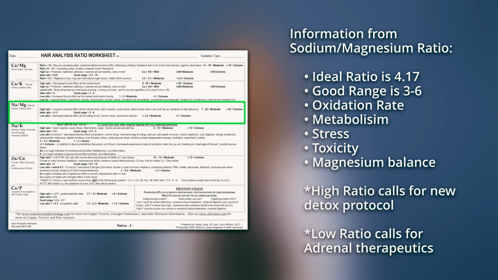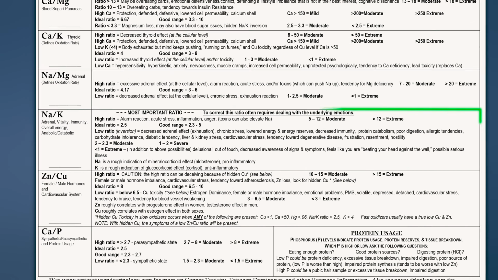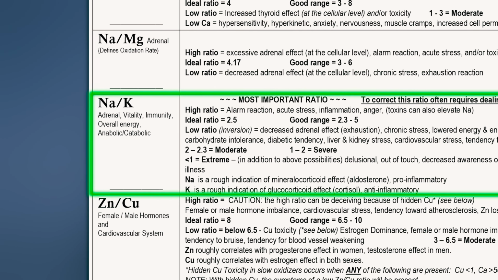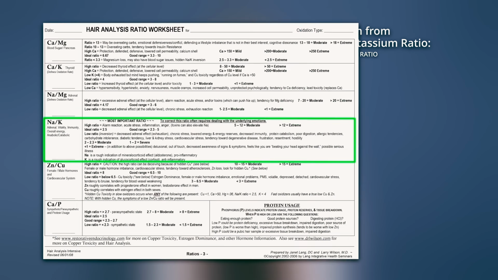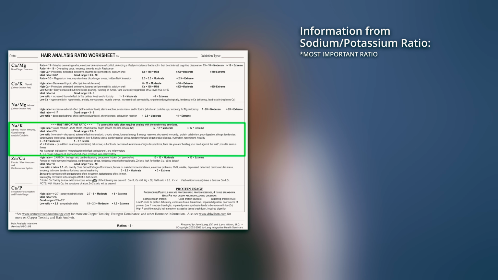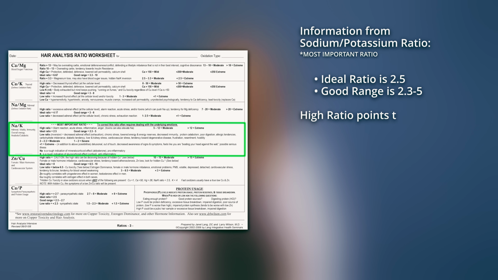With the next adrenal ratio, the sodium to potassium, that is the most important ratio, and its ideal is 2.5, with the optimal range being between 2.3 to 5. And if we see a high ratio, we again have a body that's fighting hard to deal with toxicity in the body, and so we'll want to work on detoxification in a unique way.